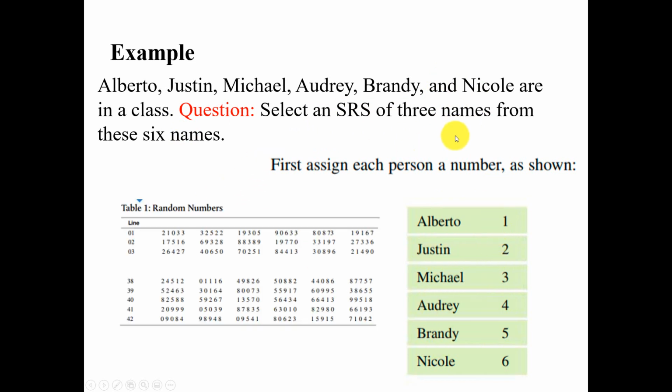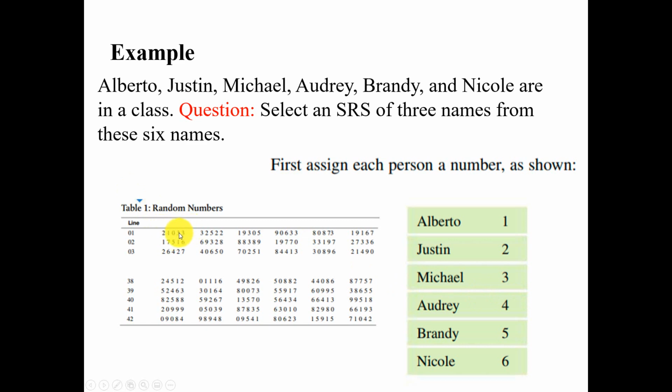Now we can pull out our handy dandy random digit table. I'm just going to talk about this really quickly. We're going to start at line 1 and select 3 names. So 2, okay, we get Justin. 1, we get Alberto. 0 isn't in this list, so we keep going. And then 3, we get Michael.